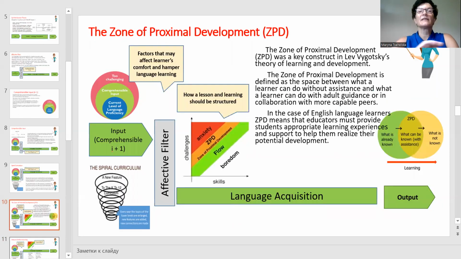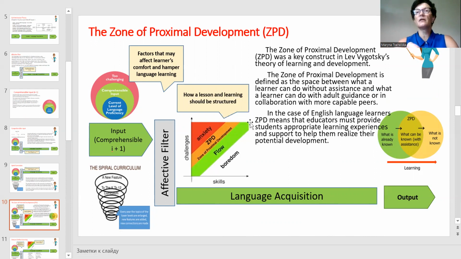So next we see that we have input, which is comprehensible. We have spiral curriculum. It tells us what kind of input we should give. We see the filter that hampers our students. And now we are at the stage of language acquisition, how the language is acquired.